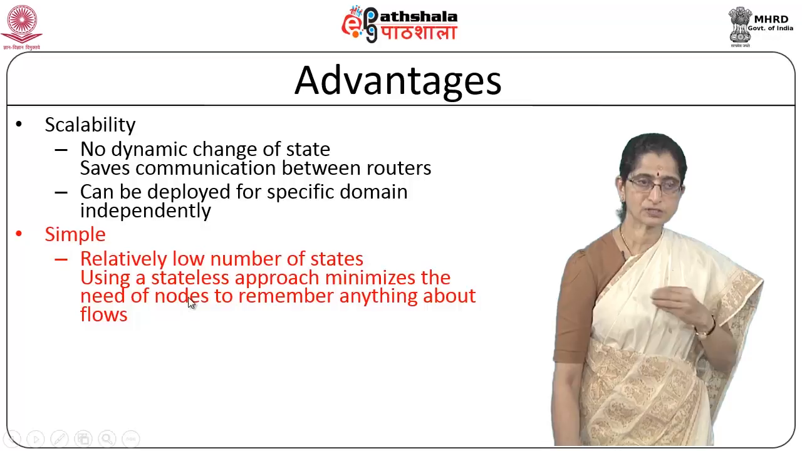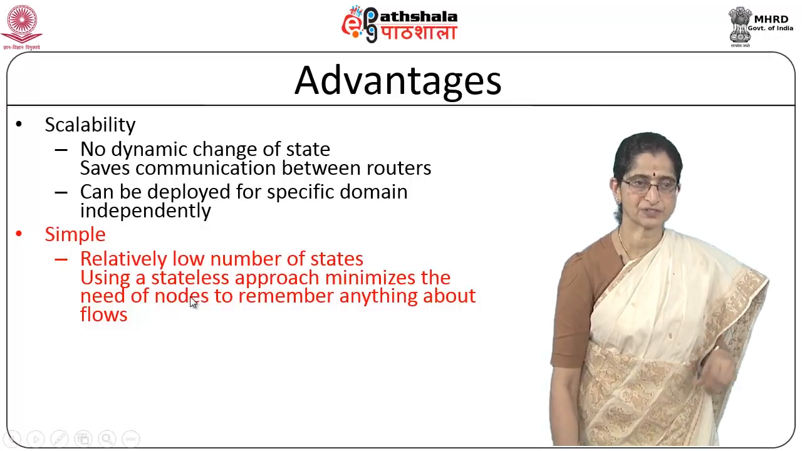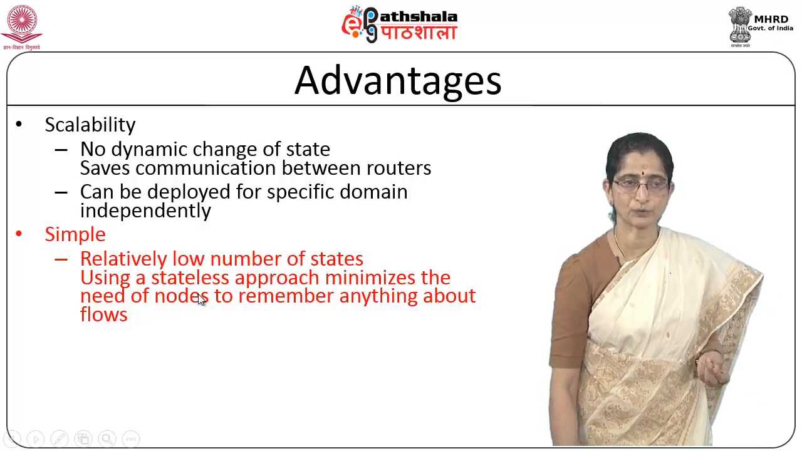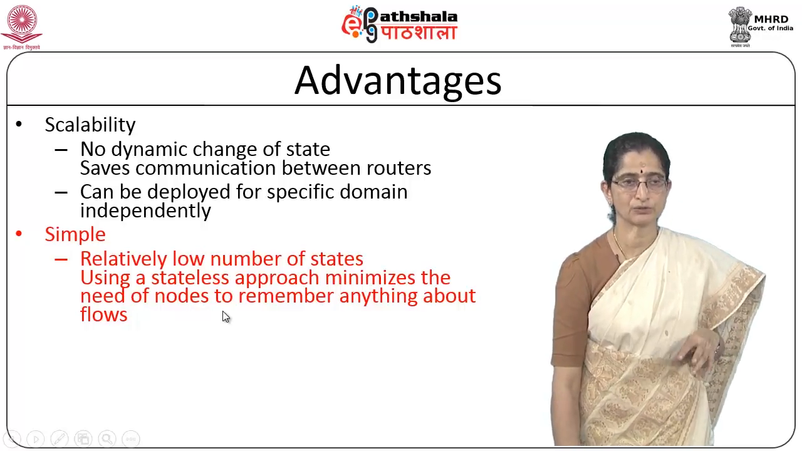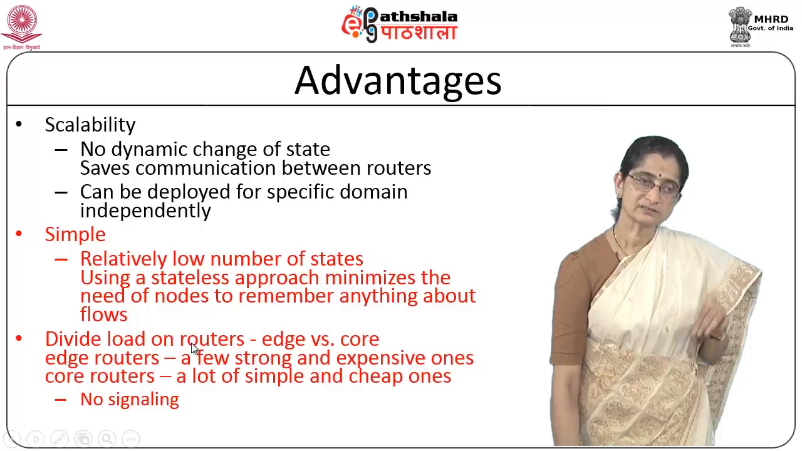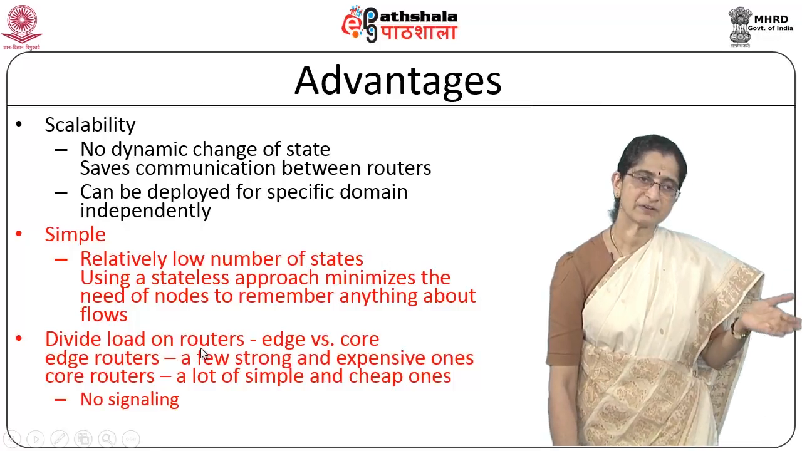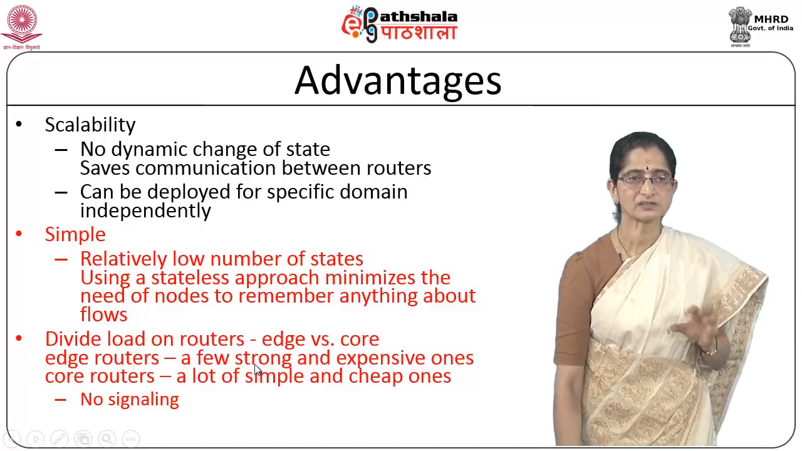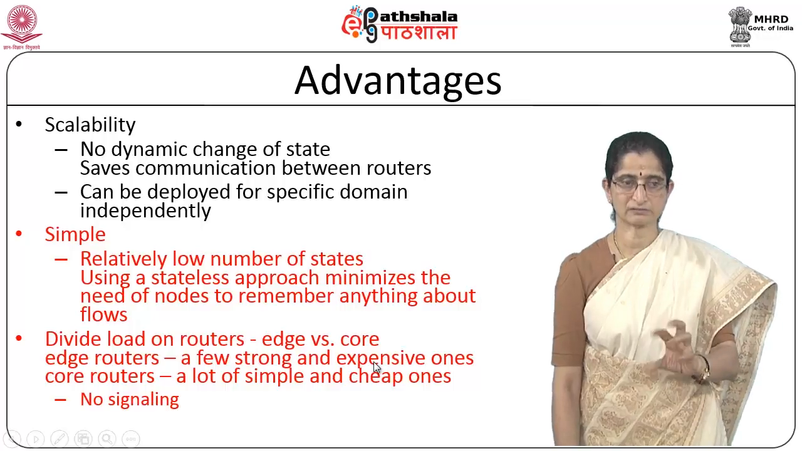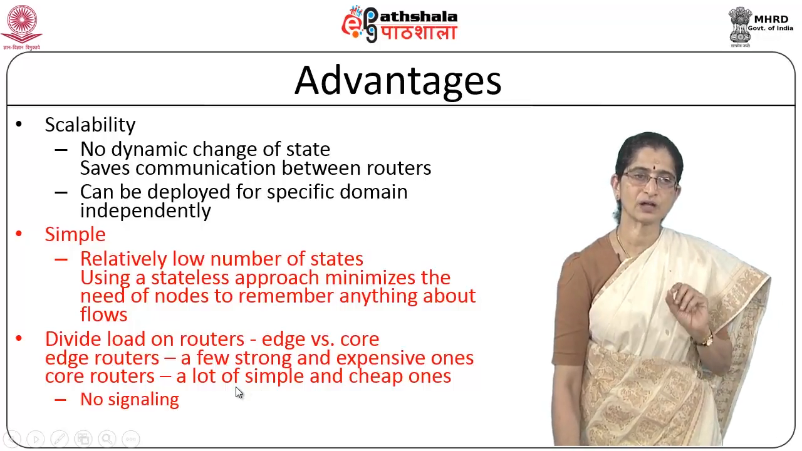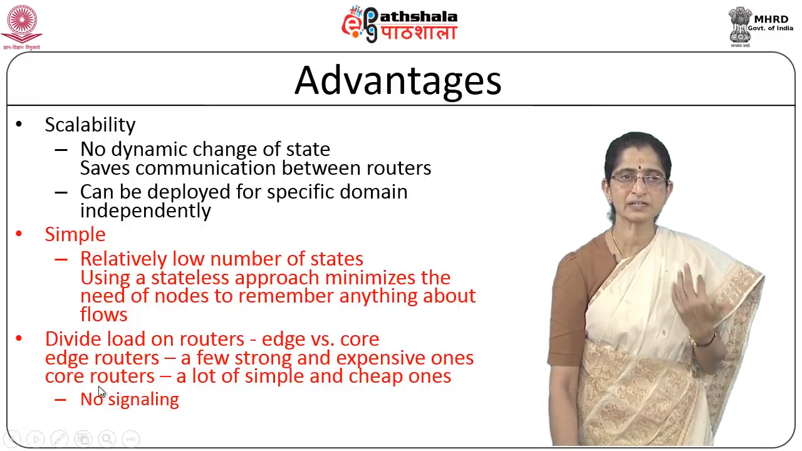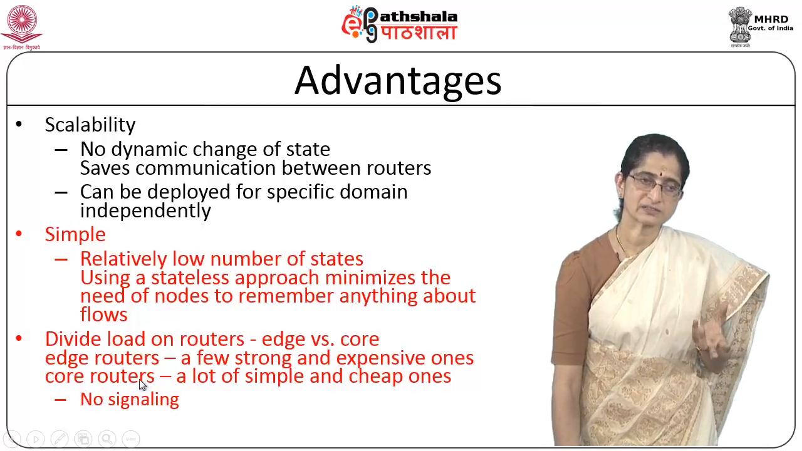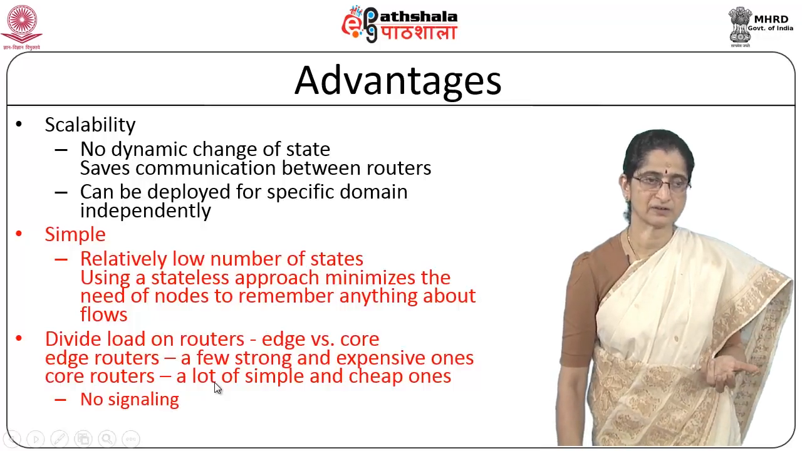And it is simple because of the relatively low amount of state information. Basically, it's a stateless approach, so it minimizes the number of nodes that have to remember anything about the flows. And the load on the routers is divided between edge and core. For edge routers, you can have a few strong and expensive ones. For core routers, a lot of simple and cheap ones can be used. And since there is no signaling, the core routers can work faster. So that's the advantage that we get.